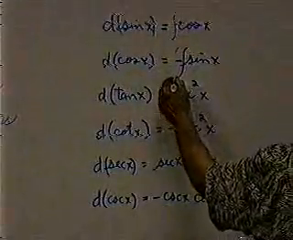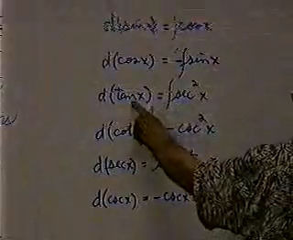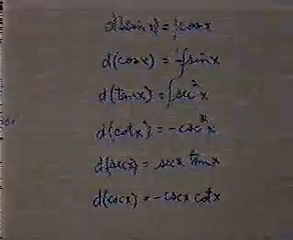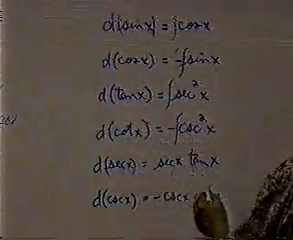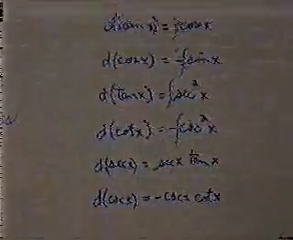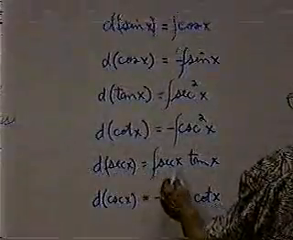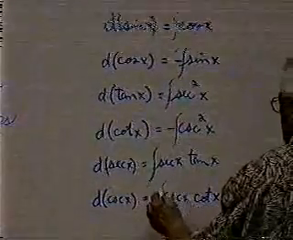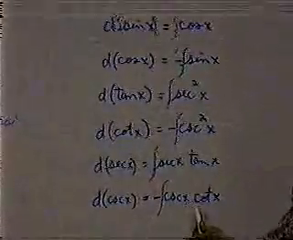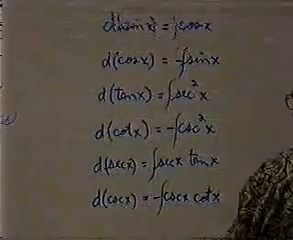The antiderivative of secant squared is tangent. The antiderivative of cosecant squared is minus cotangent. The antiderivative of secant tangent is secant. And the antiderivative of cosecant cotangent is negative cosecant.